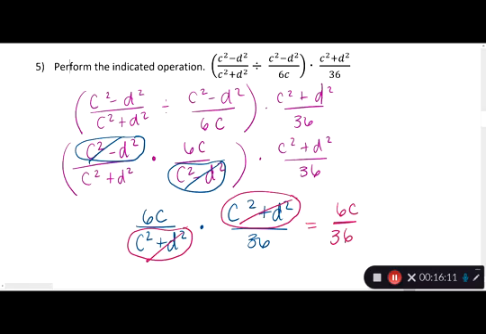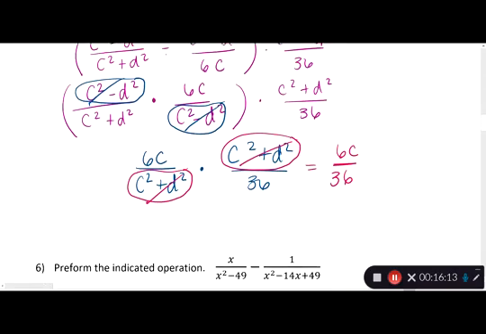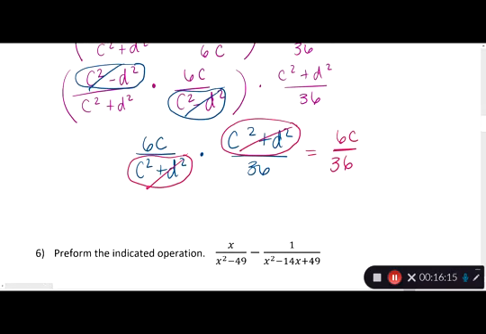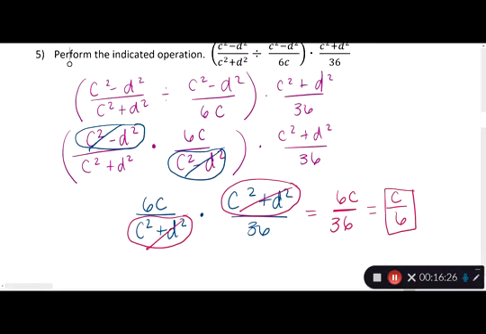36, okay? And now I do need to go ahead and simplify. 6 over 36. 6 goes into 6 once, so I just have c, and into 36 6 times. So c over 6 would be the final answer for that one.